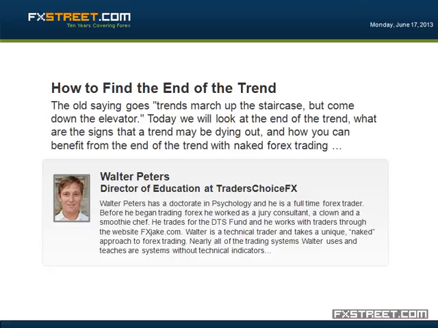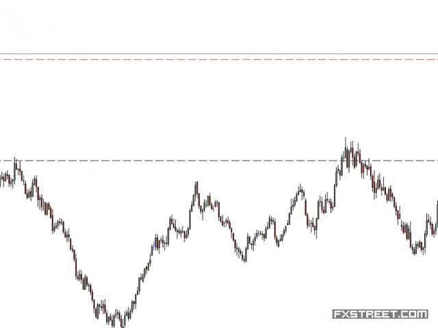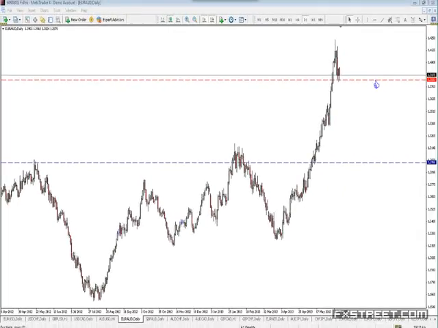Today we're going to talk about the end of trends. What we want to do here is look at three different ways of identifying the end of a trend. And I'd like to focus on the current markets so that you get concrete examples of what this looks like.